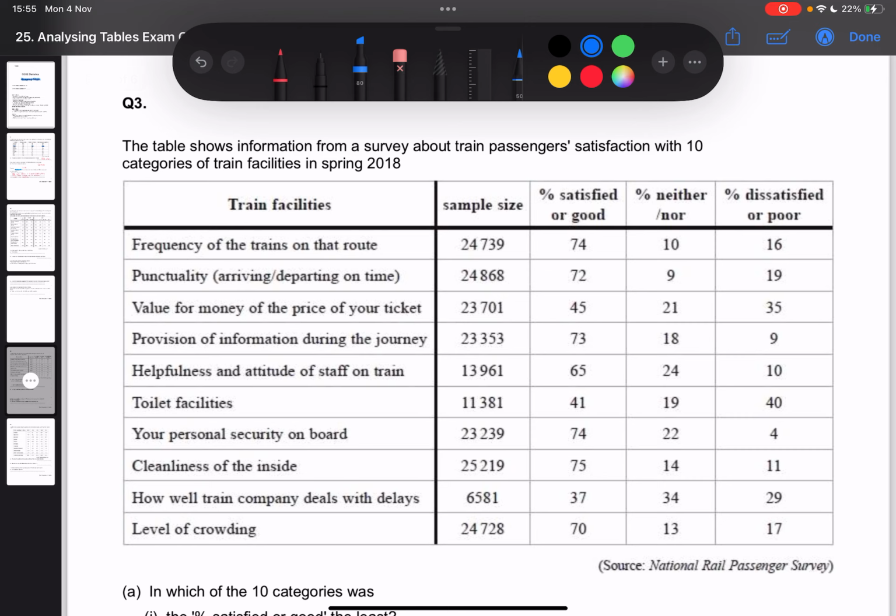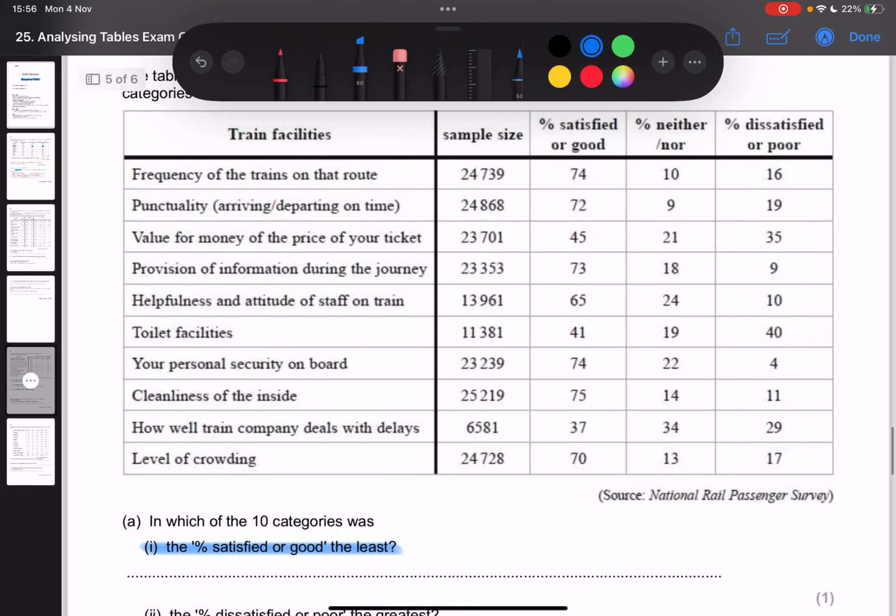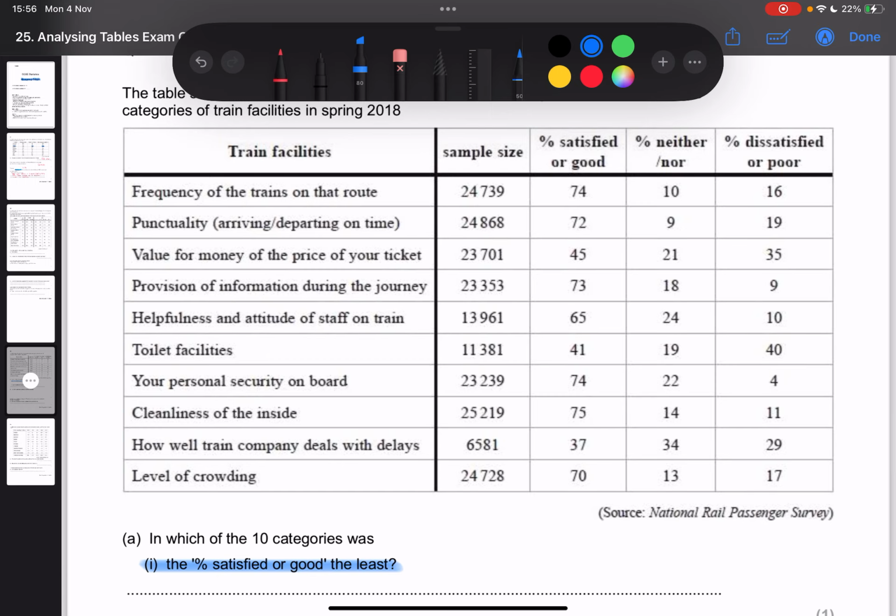The table shows information from a survey about train passengers' satisfaction with 10 categories of the train facilities in spring 2018. Okay. So we have information about train passengers' satisfaction with 10 categories. Now again, it's all about being able to read a table. In which of the 10 categories was the percentage satisfied or good the least? So we're looking at this one.